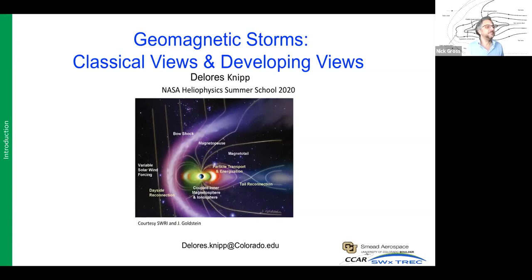Great. All right. Well, Knipp asked me to give my view of geomagnetic storms and what it takes to make one. So I decided to title this Classical Views and Developing Views. And the developing views part is code for what we don't know, but we wish we knew. And, you know, how bad can it get? So that's the developing views part, which will go into the second hour.